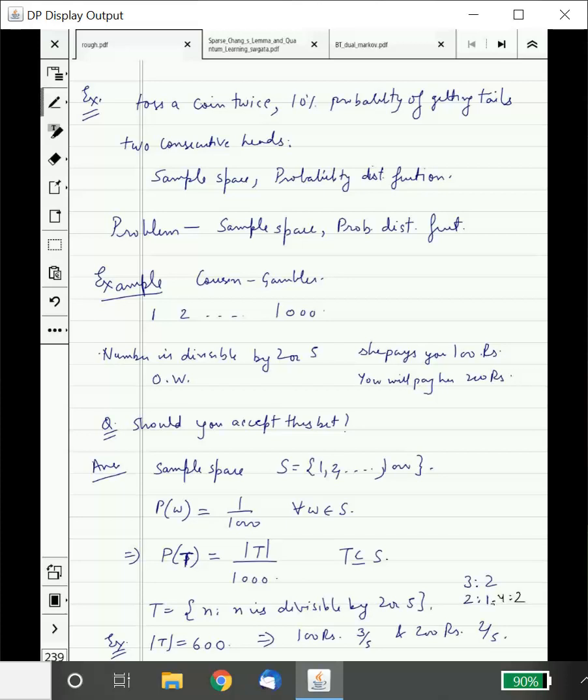That means you should not accept this bet, and obviously your cousin, a proficient gambler, is trying to trick you. We should not accept this bet. It's a simple question, but again, make sure that you understand how we define the sample space and probability distribution.